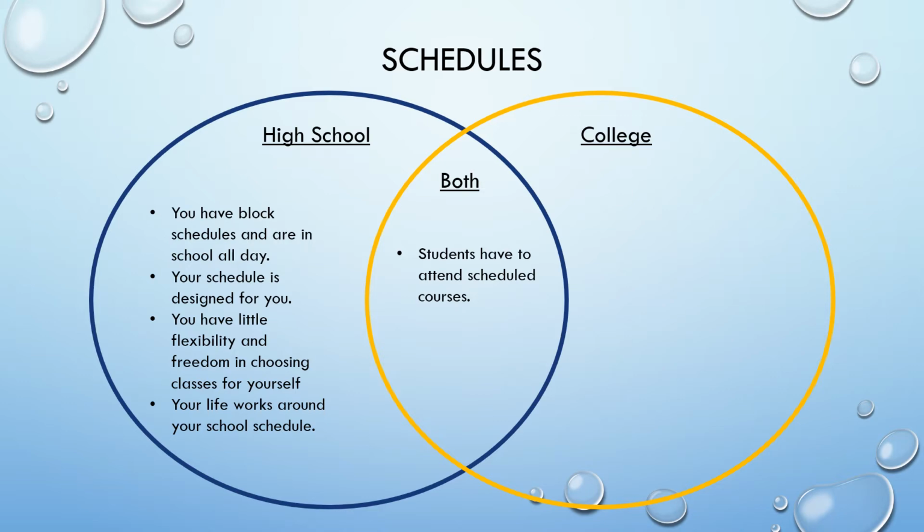So at the beginning of the year, you'll be told what your schedule is, what your classes are, and what times you have to be in those classes. You have little to no flexibility and freedom in choosing the classes for yourself. They're really chosen for you by your high school counselors and even your parents sometimes get involved with that process.